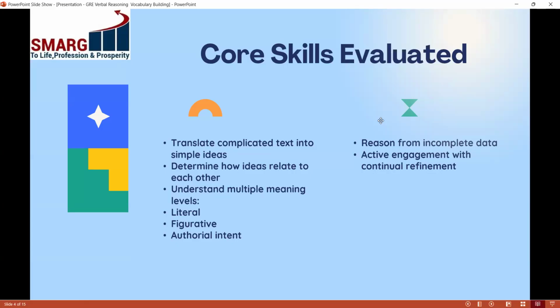Now, what do we mean by literal meaning? Pure. Yes, the dictionary meaning of a word. Yes, correct.